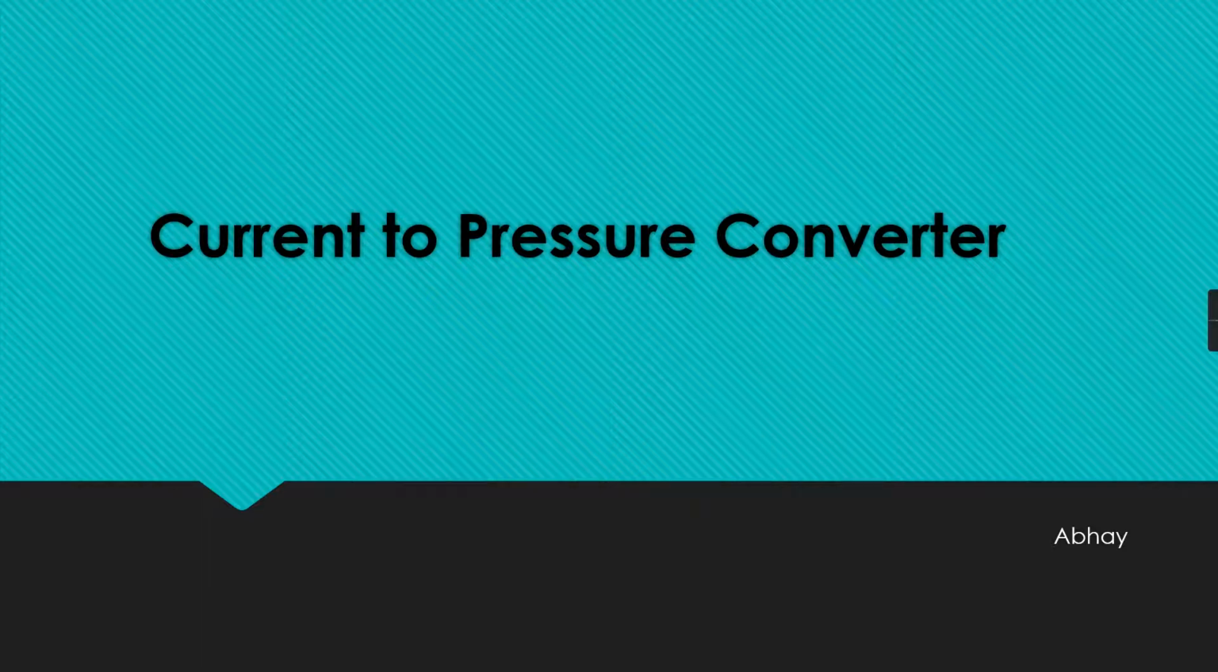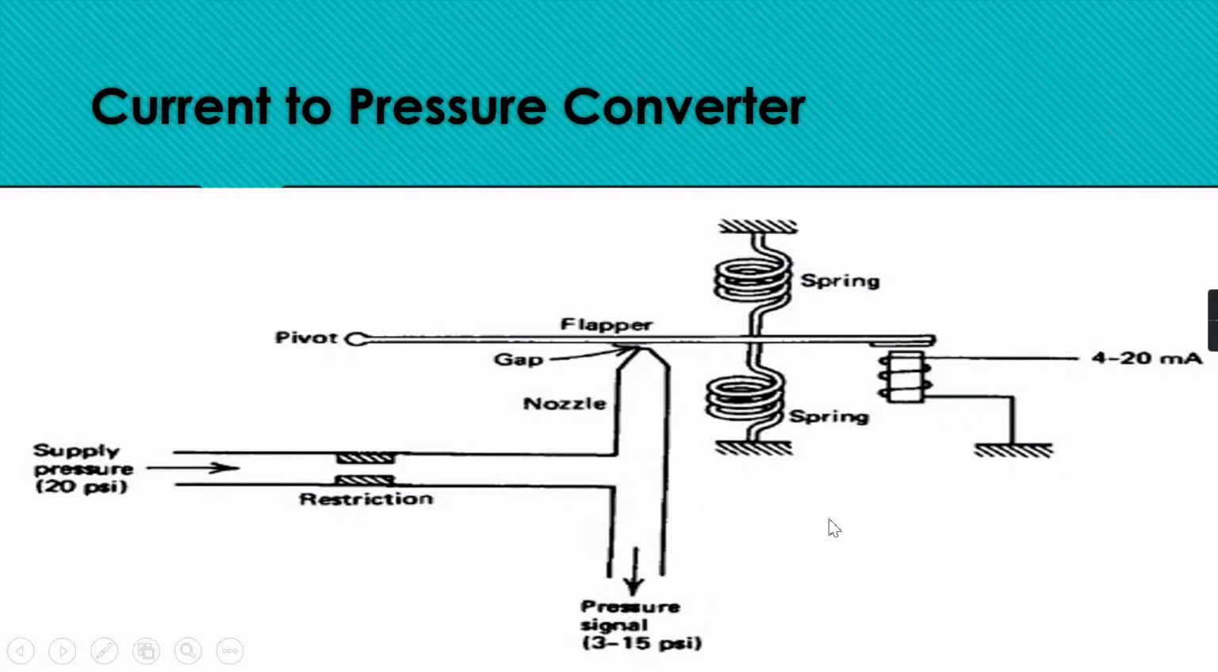So how can it be done? We have a diagram through which we will understand how current is converted into pressure. We have a current coming from the controller, and we have a pressure signal connected from the compressor. This compressor gives us 20 psi as the input or supply pressure to the flapper nozzle system. This is a very basic pneumatic component used in a control system. The flapper nozzle system works here to convert 4 to 20 milliampere into 3 to 15 psi.